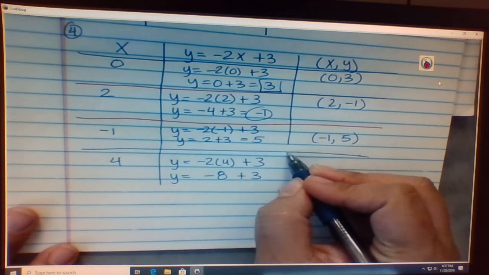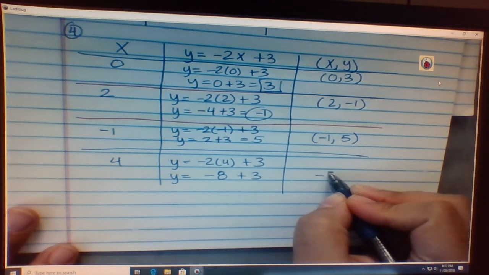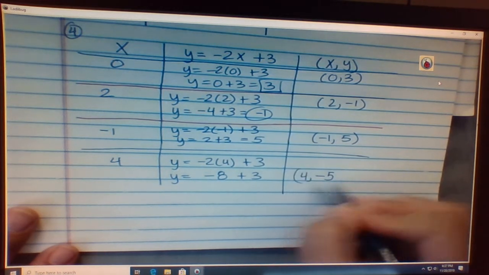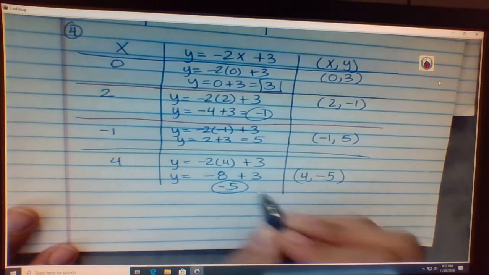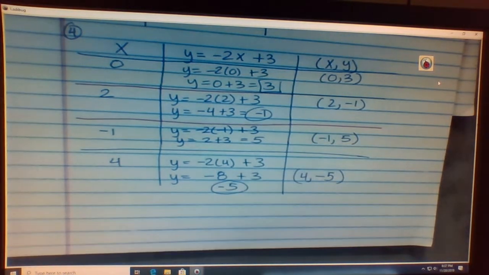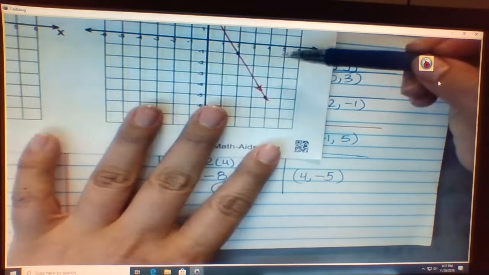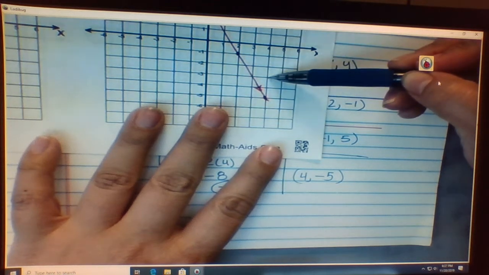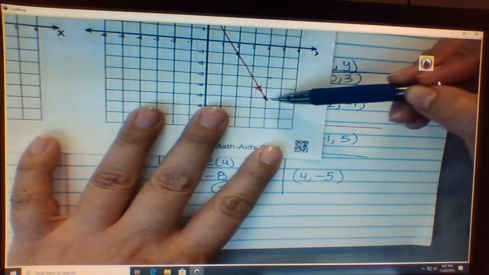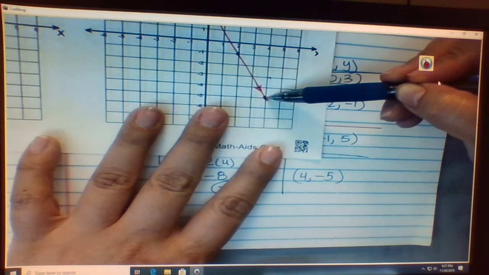Negative 8 plus 3 is a negative 5. So we just need to be very careful with those negative and positive numbers. I added that, but we see it's -5, right? Just like right now that she told me I got 4, -3, I'm like, that's not on my line. So right away that tells me that's not a correct point. It should have been 0, -5 because it would have been right there.